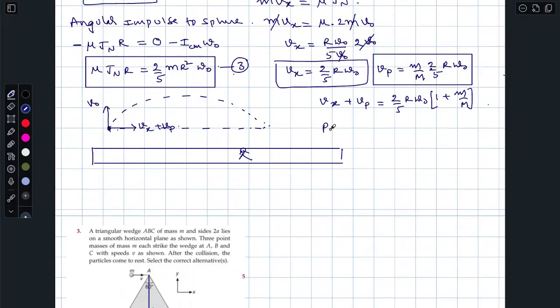I'll explain. You want range with respect to the observer, right? Range with respect to observer. Two times Vy times Vx, the range formula. What is the formula for range? 2 into vertical component of velocity, horizontal component of velocity by g. This is 2v naught by g times 2 by 5 r omega naught.